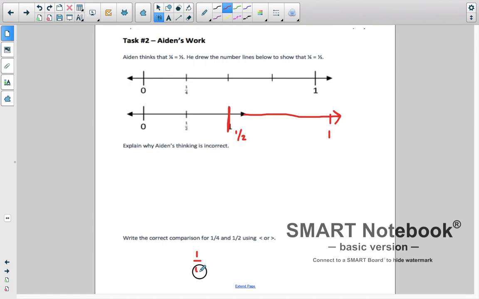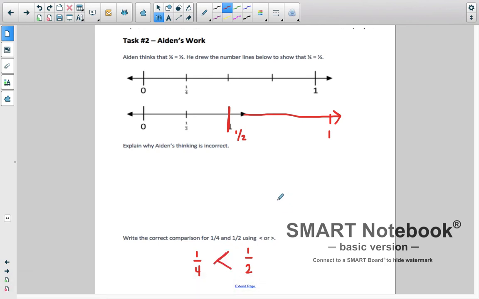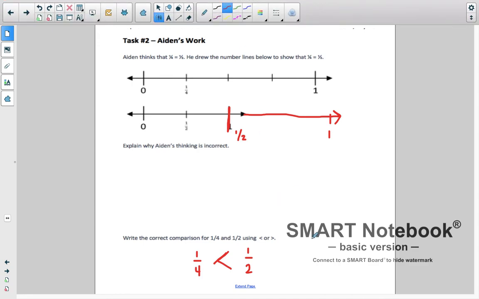So which one did we say was greater than? Remember, you can look up at our number lines up here. Is 1/4 closer to 0 or is 1/2 closer to 0? 1/4 is closer to 0, so it's less than 1/2. All right. And that's all for day 4 and 5 for week 7.